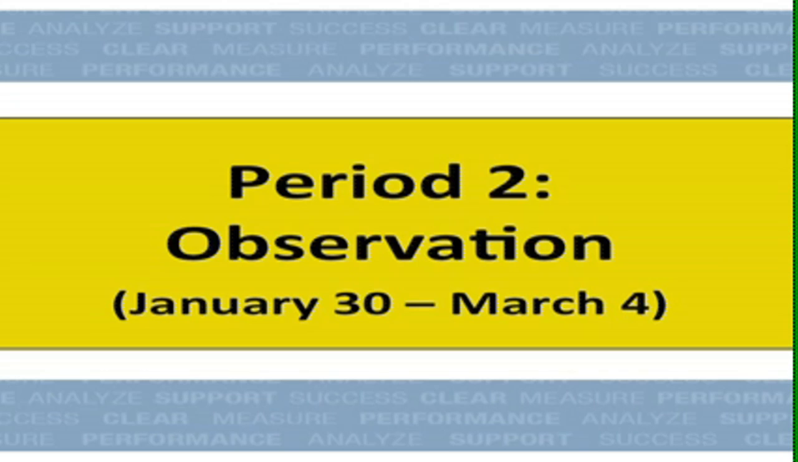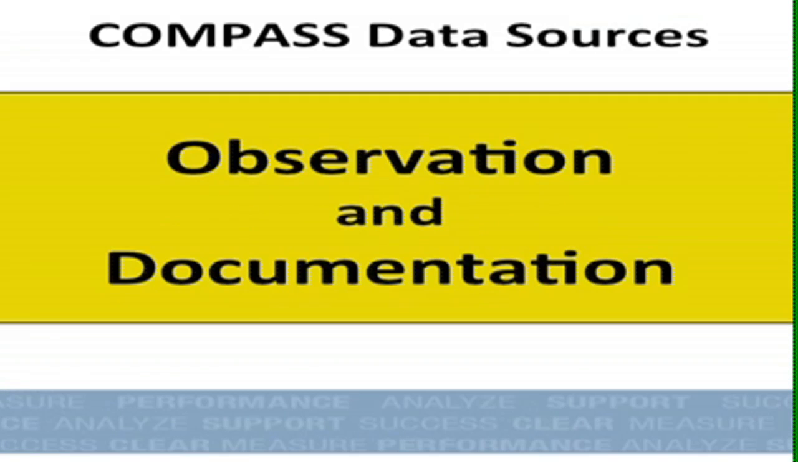Okay, the next period is the observation period that goes from January 20th through March 4th. There are two different kinds of data sources that evaluators are going to use in order to rate the teachers. First one is observation, and the second one is documentation.